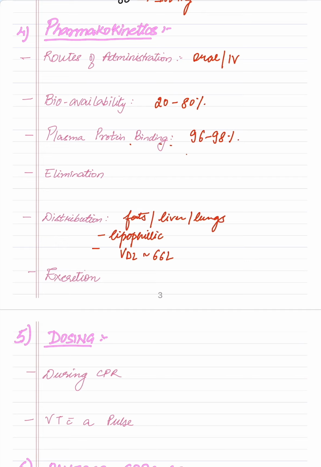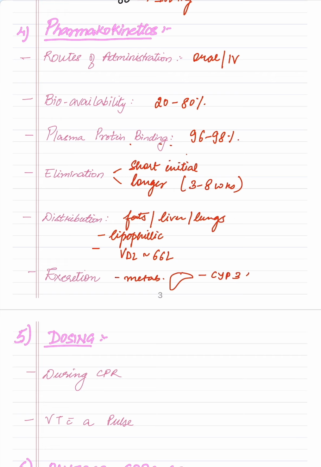As for elimination, it has a very short initial half-life. The drug gets redistributed in the peripheral tissues and has a longer later half-life, which spans about 3 to 8 weeks depending on the concentration of drug that is administered. It is metabolized in the liver by the enzyme CYP3A4, which forms the active metabolite, desethylamiodarone, which is pharmacologically active and is excreted via bile.